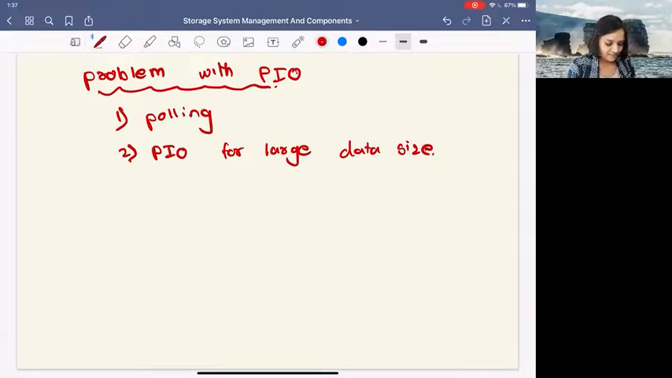So now that we have discussed these are the two problems, how do we avoid them? Let's start with the first one: how to avoid the cost of polling.